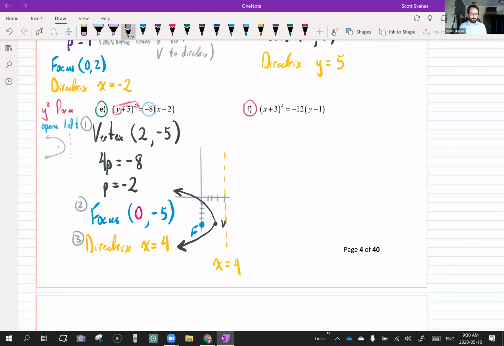If it's x squared form, it opens up and down like we're used to. You know, y equals x squared, you know what that looks like. If it's a negative p-value, it opens down or left. If it's a positive p-value, it opens up or right. And then add all those ideas together and get your shapes out of this. Honestly, it's actually not very difficult. It might seem like a lot of work, but it's actually only 3 steps.